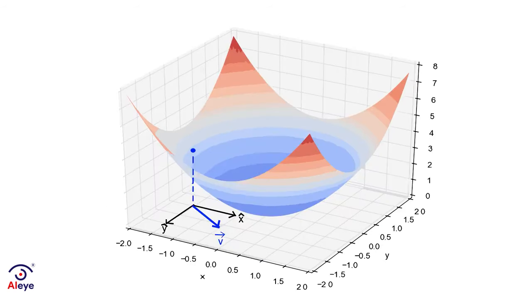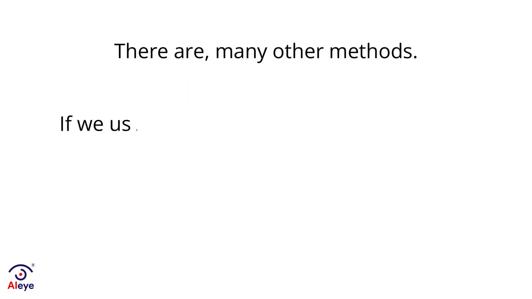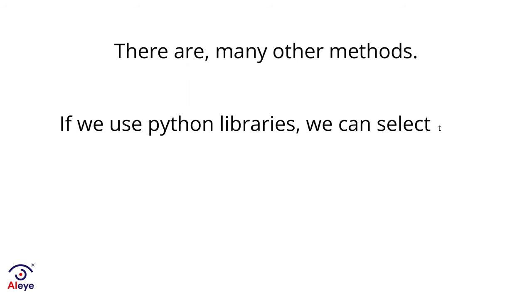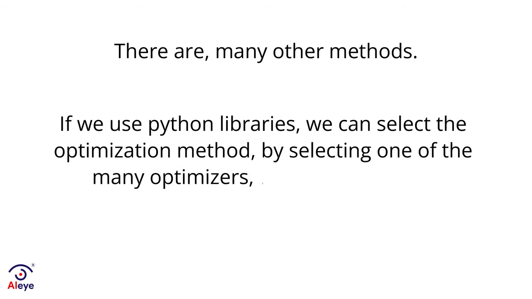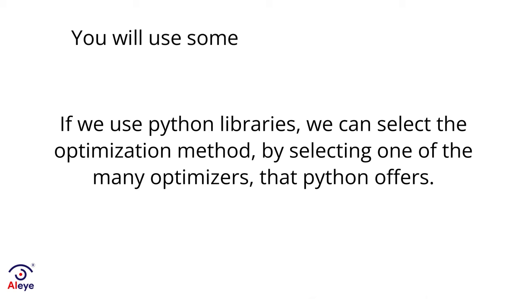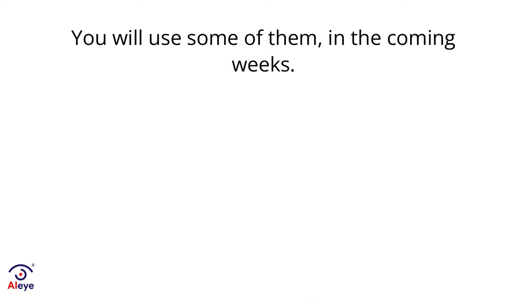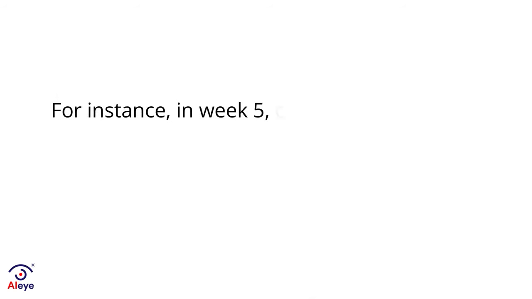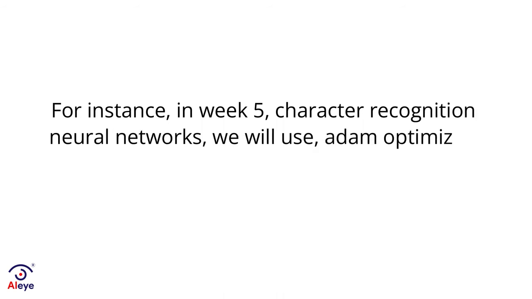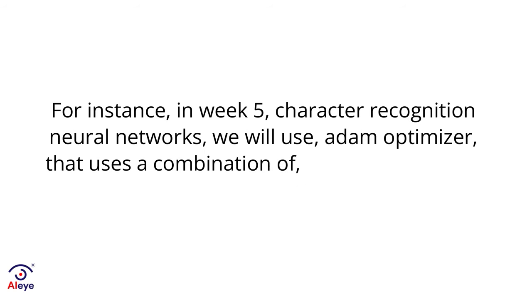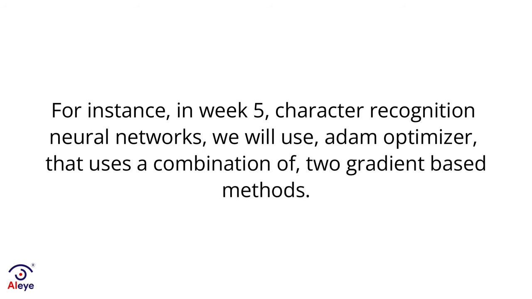Gradient-based methods are also widely used as an optimization method in AI. There are many other methods. If we use Python libraries, we can select the optimization method by selecting one of the many optimizers that Python offers. You will use some of them in the coming weeks. For instance, in Week 5, character recognition neural networks, we will use the Adam Optimizer that uses a combination of two gradient-based methods.